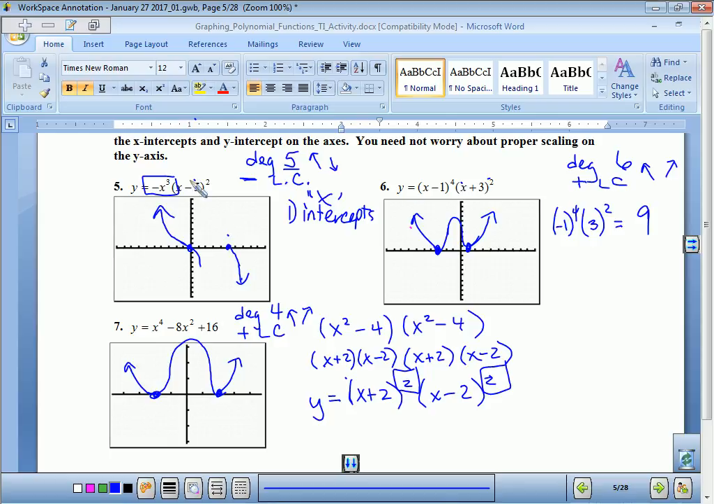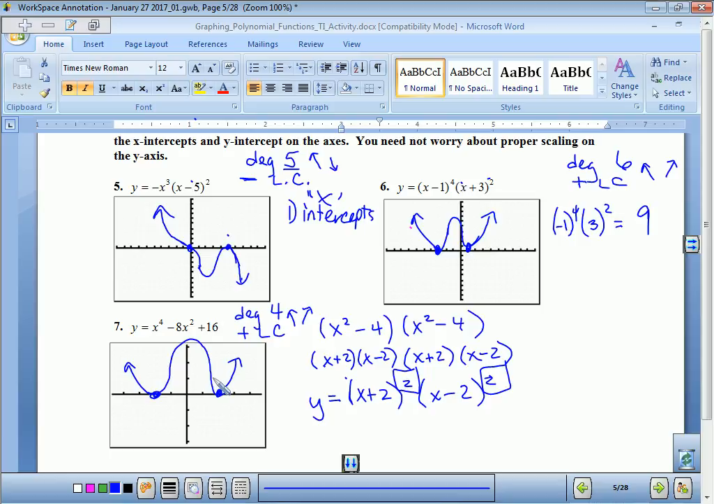Now, this factor is raised to an even power. It also has multiplicity at the root. There are multiple, more than 1. Isn't that what multiple means? So it's multiplicity because it's greater than 1. And it's even. When it has even multiplicity, it bounces. It is tangent.